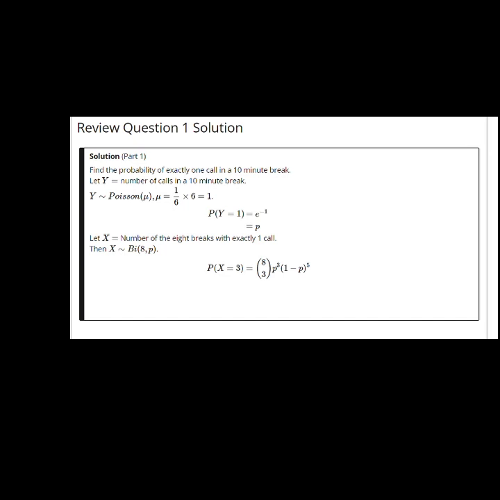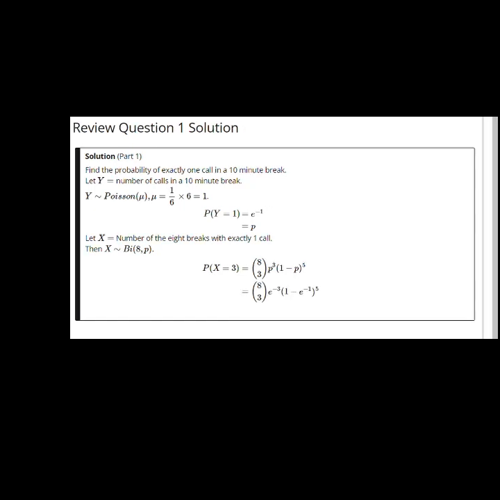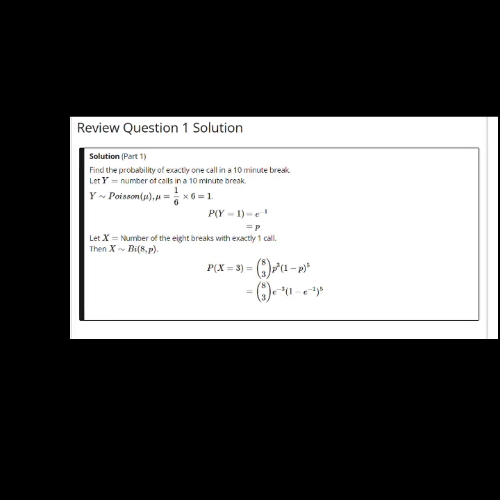Therefore, that's 8 choose 3, p to the power 3, 1 minus p to the power 5. And substituting p equals e to the minus 1, we obtain 8 choose 3, e to the minus 3, 1 minus e to the minus 1, all raised to the power 5.